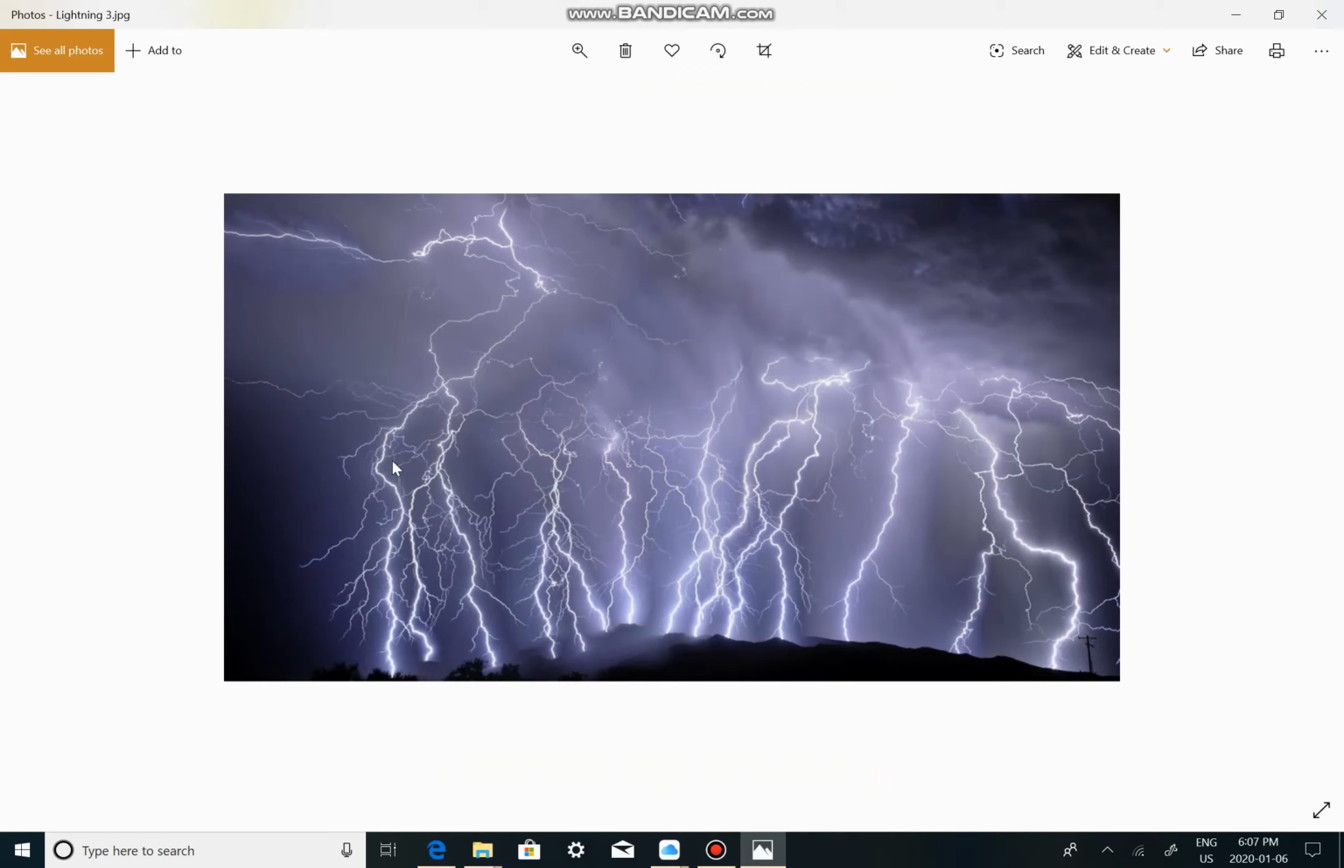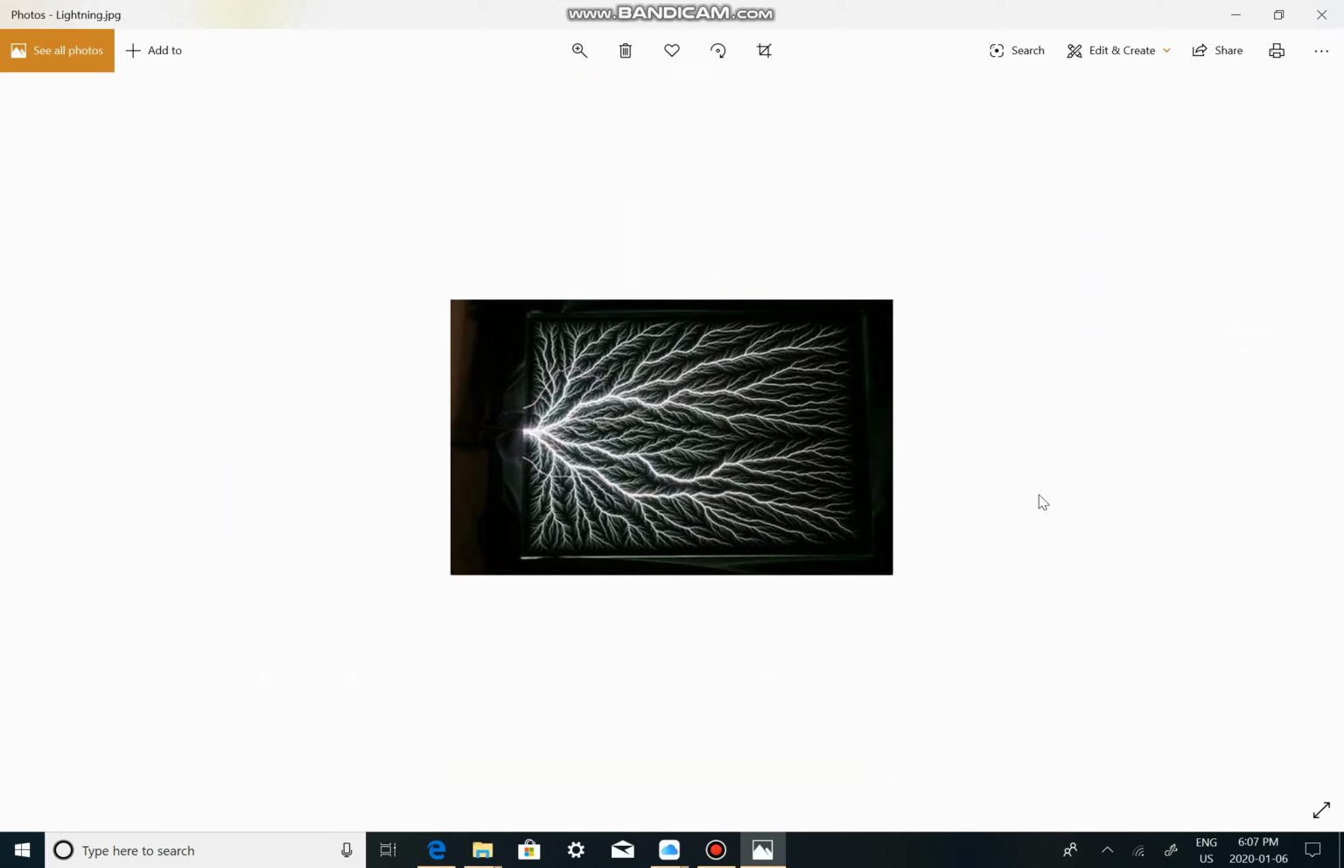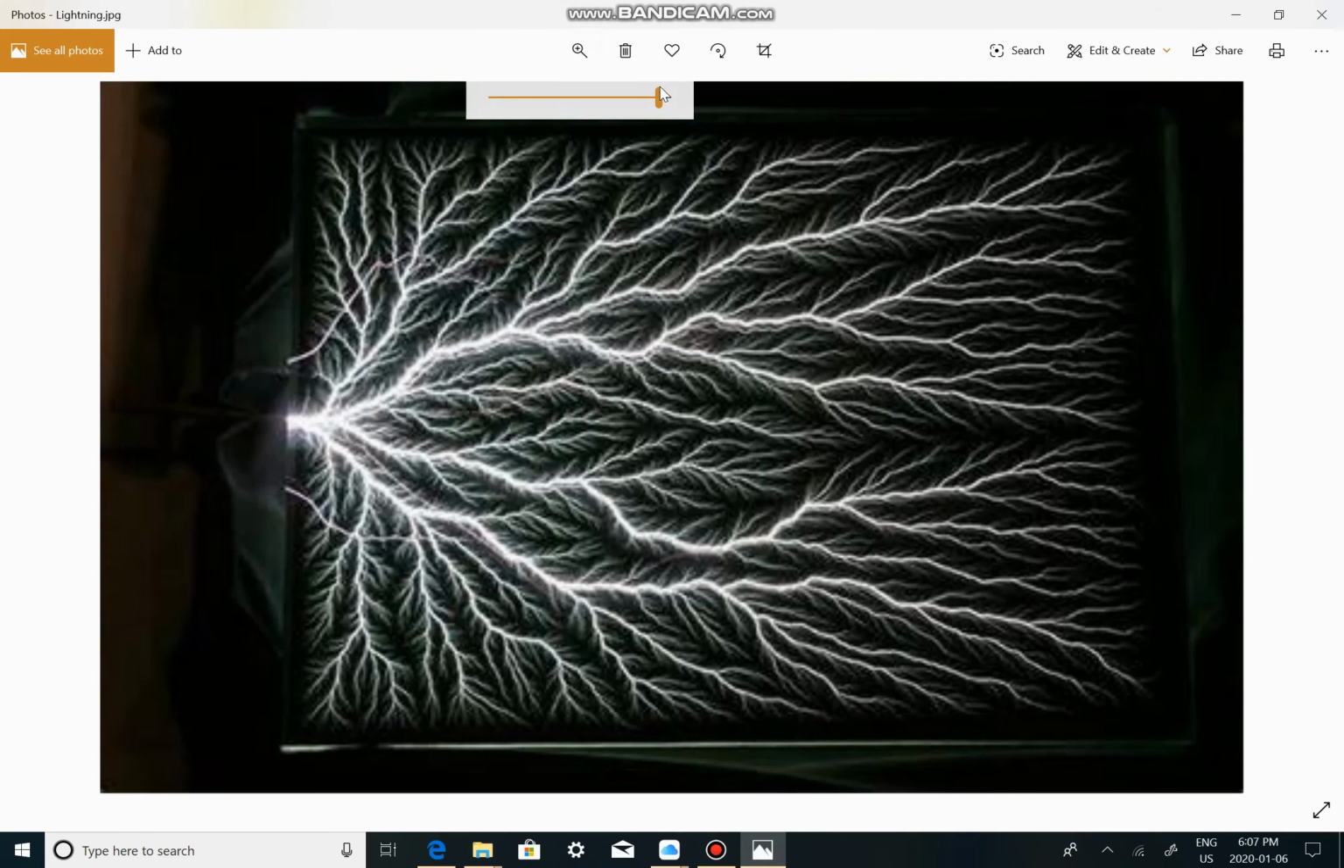Now, all these are branches of something else, you know what I mean? They're branching off of something bigger. It's a lightning storm, but it's branching off of something. So this is also a picture of lightning in a fractal sense. This is literally a picture of lightning. Now, you can see how that looks, right?